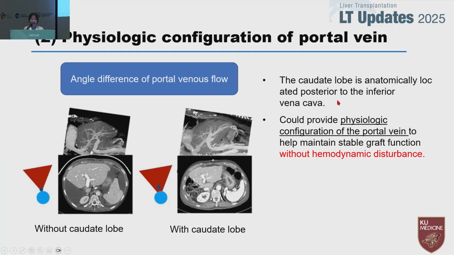The figure here compares the angle difference of portal venous flow in the left lobe graft with or without caudate lobe. With the caudate lobe located behind the IVC, it provides a less steep angle for the portal vein in sagittal view on CT. With a less steep portal vein angle, it can minimize hemodynamic disturbance and help liver regeneration immediately after liver transplantation.